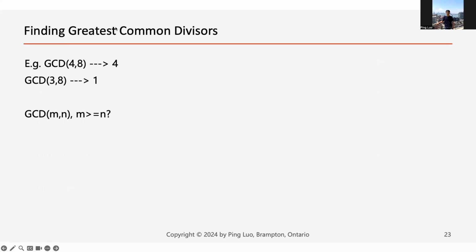We learned about finding the greatest common divisor in ASYP 46, right? Basically, given two numbers, we find a number that is their divisor, and it's also the greatest one. For example, for 4 and 8, their greatest common divisor is 4. For 3 and 8, they don't have any common divisor except 1, so the largest one is 1. So given two numbers m and n, suppose m is larger than n, how can we find this greatest common divisor? I'll give one bonus point to anyone who knows how to figure out this problem.